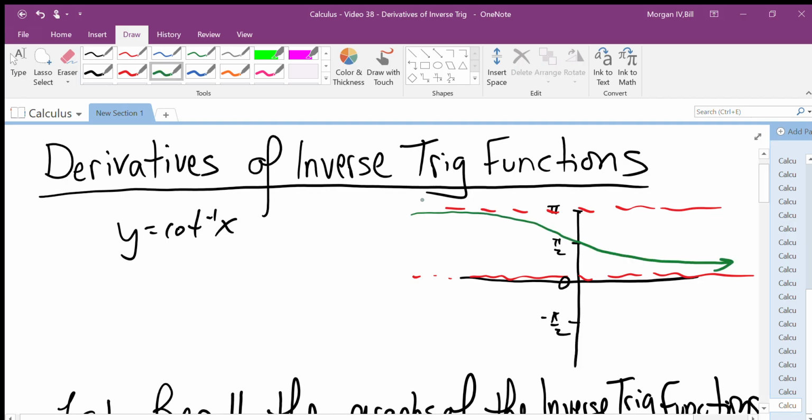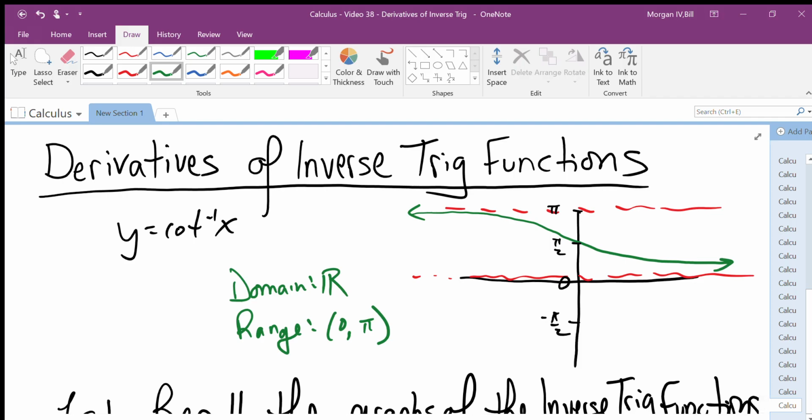All right, going between two of those horizontal asymptotes, this time between 0 and pi. The domain for the inverse cotangent is all real numbers. The range goes between 0 and pi, but not including 0 or pi. Okay, you should know the graphs of your inverse trig functions.